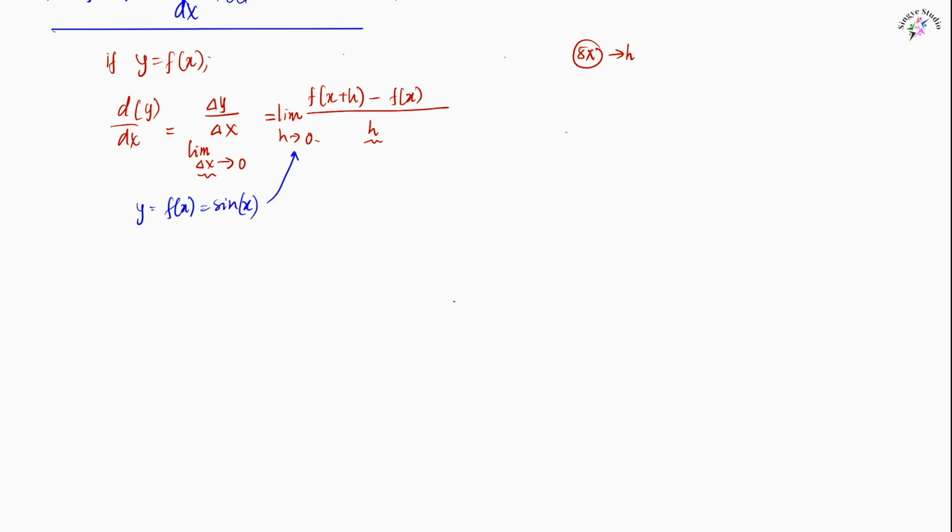Now we have that the derivative of y with respect to x is equal to the derivative of sine x with respect to x, which is the limit as h tends to 0 of sine of x plus h minus sine of x, divided by h.